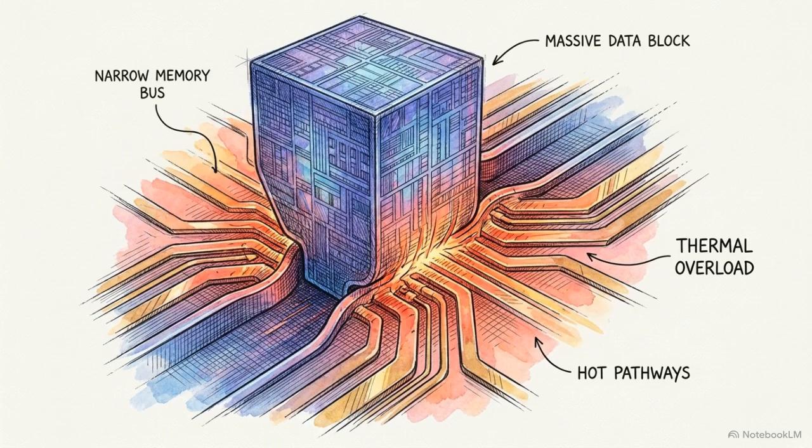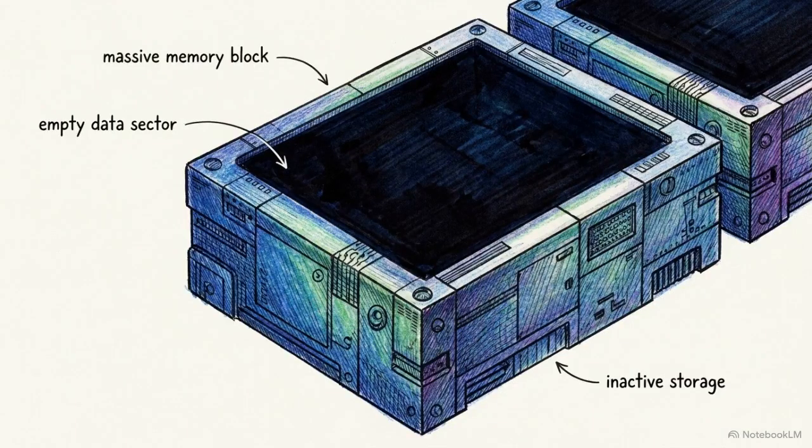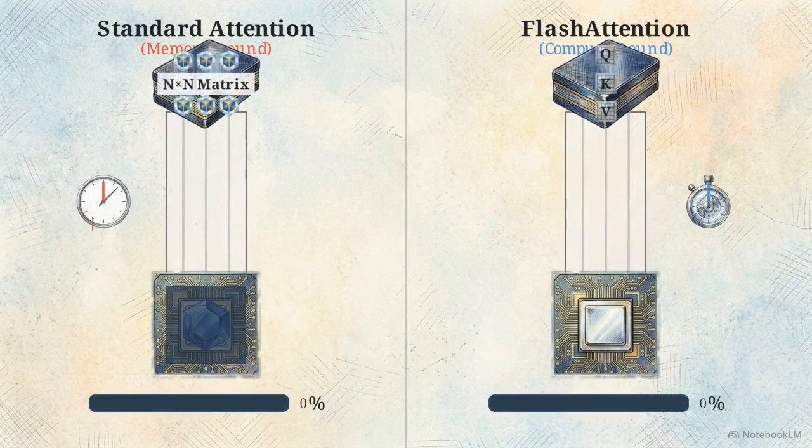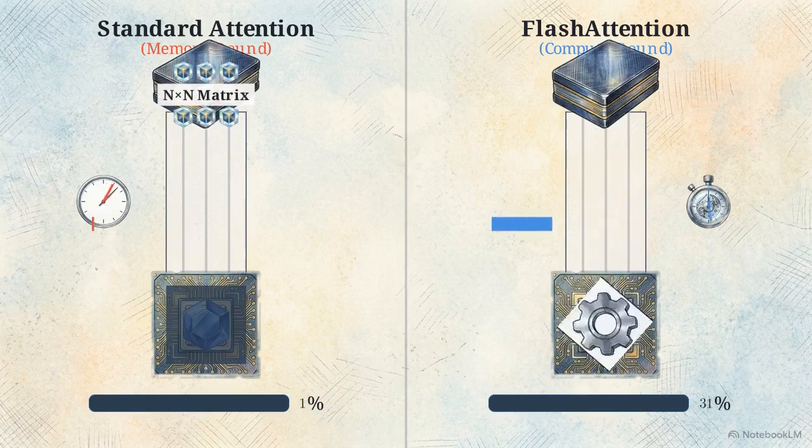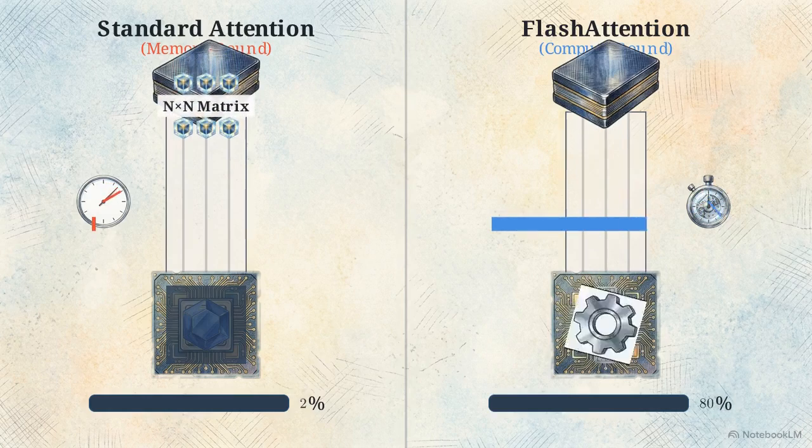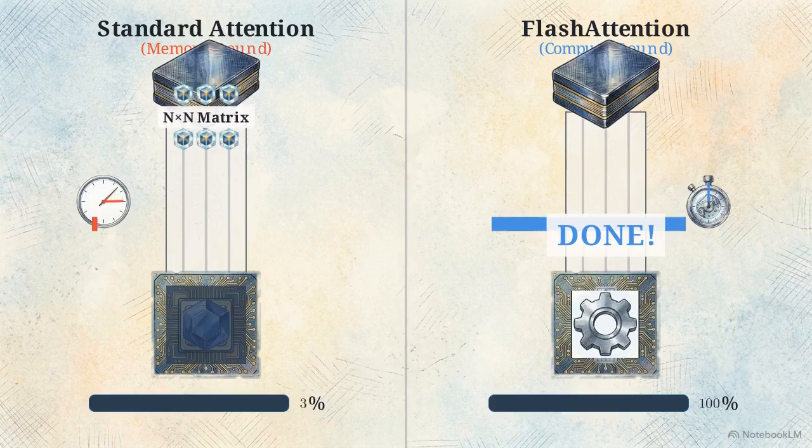FlashAttention does something that seems counterintuitive. It discards the intermediate matrix entirely. It saves nothing. Instead of storing the data, it uses a process called recomputation. During the backward pass, FlashAttention simply pulls the original Q, K, and V tiles from memory and recalculates the exact attention scores completely from scratch on the fly.